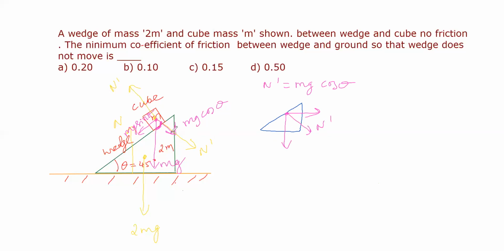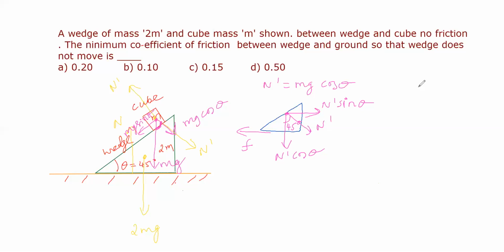The angle here is 45 degrees. If we resolve N dash, the vertical component is N dash cos theta and the horizontal component is N dash sin theta. This N dash sin theta acts on the wedge to the right, pushing it. Since the wedge does not move, the ground opposes the motion, so friction acts in this direction.